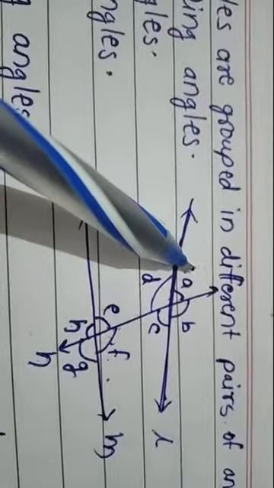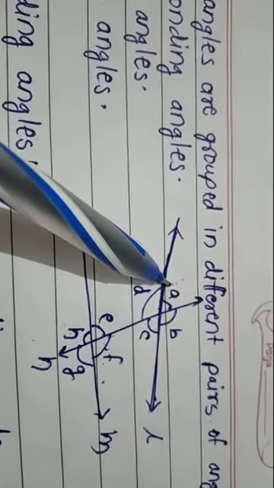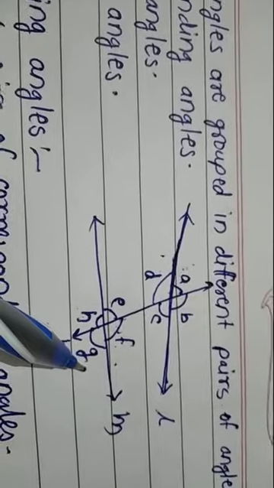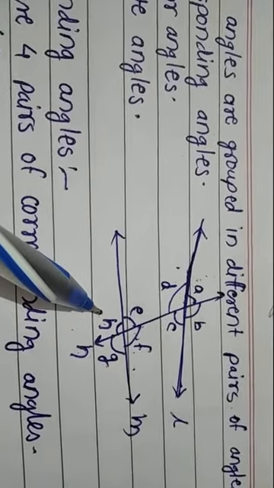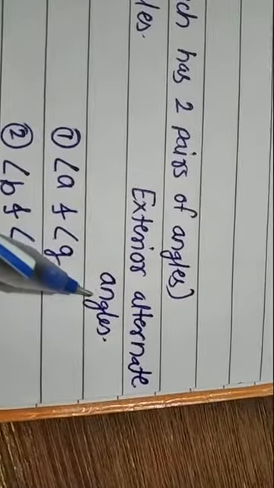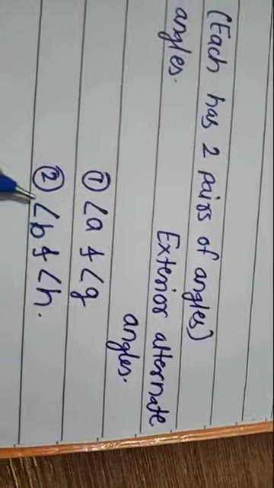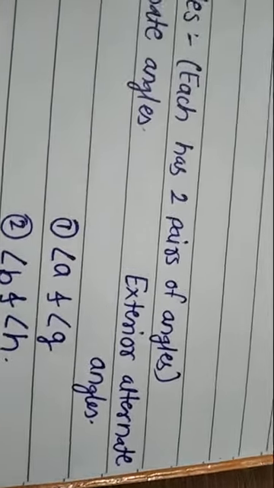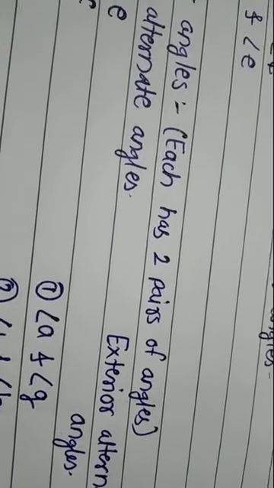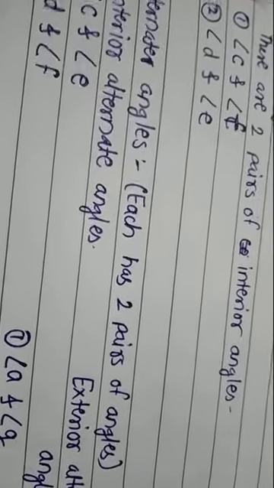Okay, so next, that is alternate exterior angles. Which are the alternate exterior angles? Angle A and angle G, this is one pair, and angle B and angle H, this is another pair. So these are the two pairs of alternate exterior angles, angle A and angle G, angle B and angle H. Okay, so this is the first point of your chapter number 2, parallel lines and transversal.